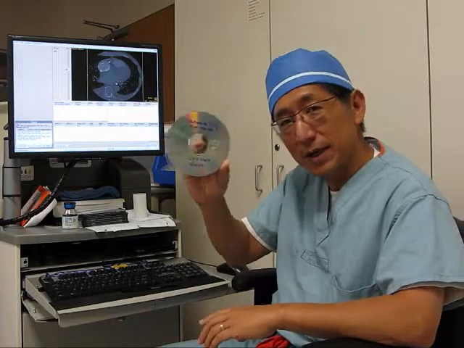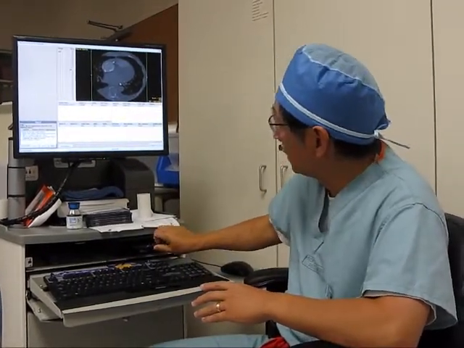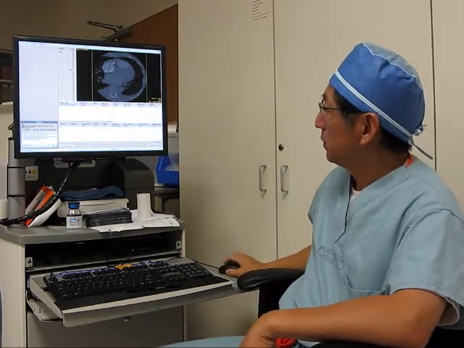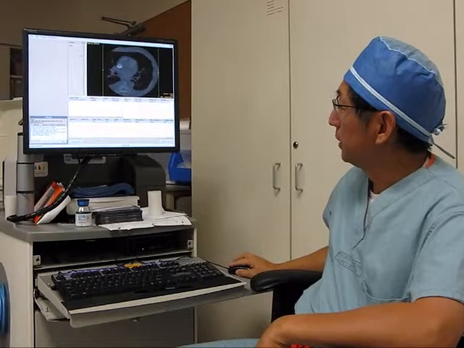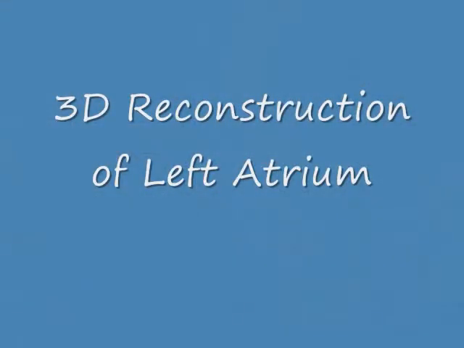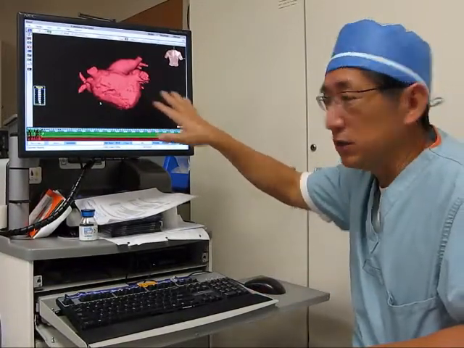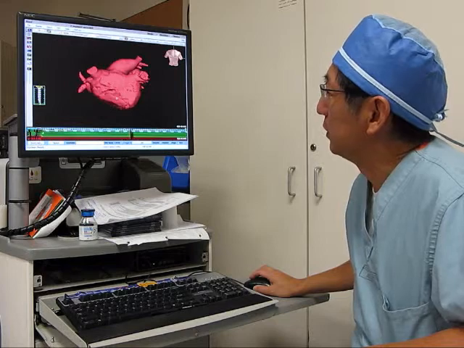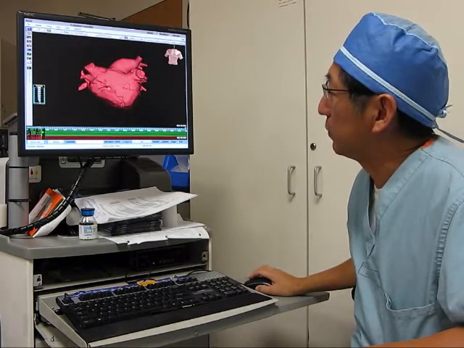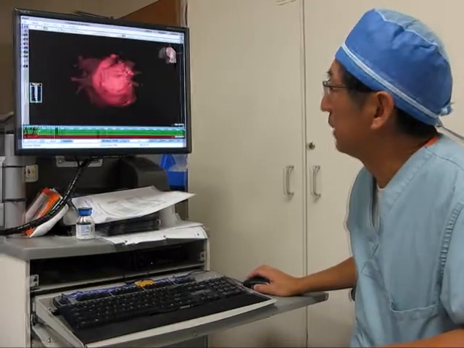And we import the CAT scan into our mapping system, and we obtain a picture like this, which we can scroll through and look at the anatomy. The left atrium is displayed on this virtual reality computer screen. This is the front of the left atrium. During the procedure, we can rotate the picture to see every aspect of the left atrium.